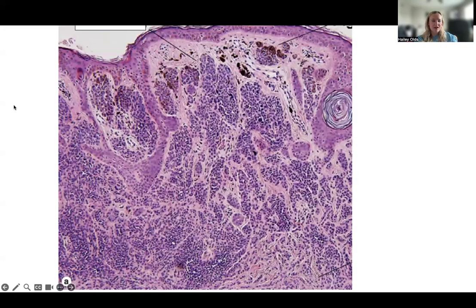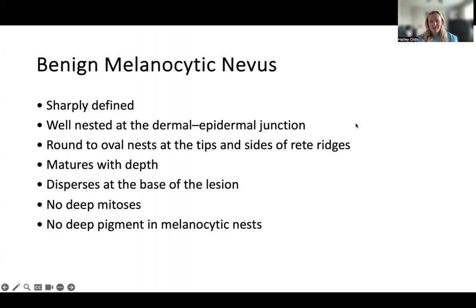Okay, next one. So we have melanocytes forming nests, and they're getting smaller as they go deeper down, which is called maturation. And they all look pretty uniform. Well, they're getting smaller, but in each nest, they look uniform. So this is a benign melanocytic nevus. So it should be well nested. It should be either at the tips or the sides of the rete ridges, and then matures with depth as it goes deeper into the dermis.